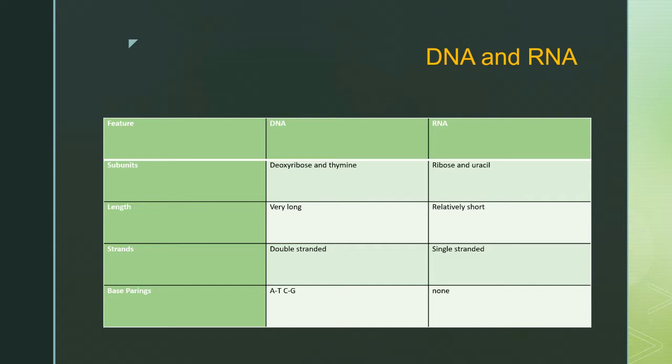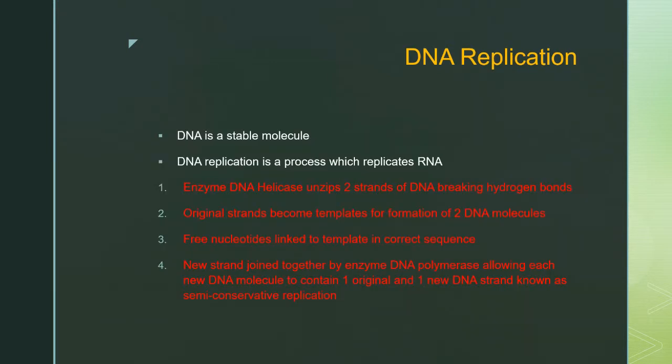Here's a wee table. So for an example, the subunits of DNA and RNA: you have deoxyribose and thymine, ribose and uracil. You have the length, very long, relatively short, double strand, single strand, and then base pairings you can see there also. Now we're going to do DNA replication.